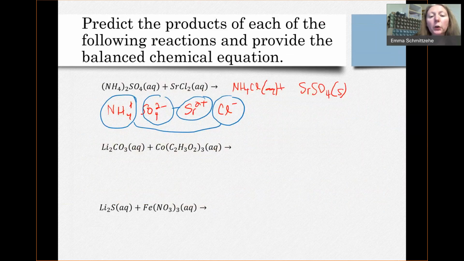Okay, and that's our products, but then we need to balance it, and to balance it, we need a 2 in front of the NH4Cl.